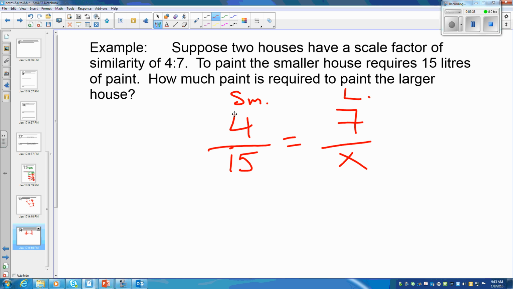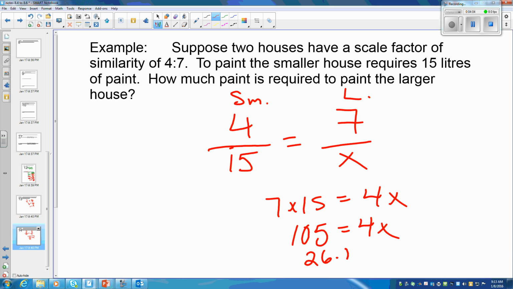Because if you take a look, 7 times 15 and then divide it by 4. 7 times 15, that's 60, 90, 105 is equal to 4x. Divide by 4 gives you 26.25 is equal to x. That means that you need 26.25 liters to paint that bigger house. Okay? Is there other ways you could set up that ratio?